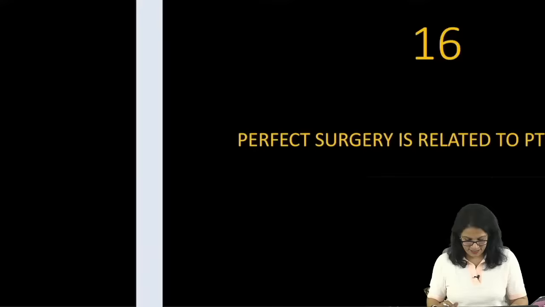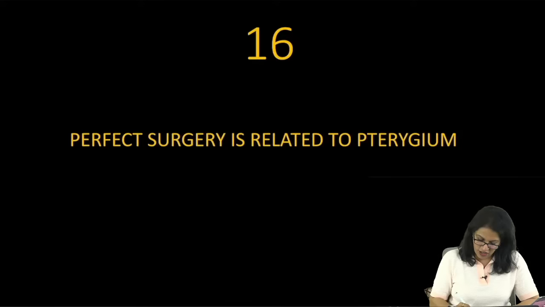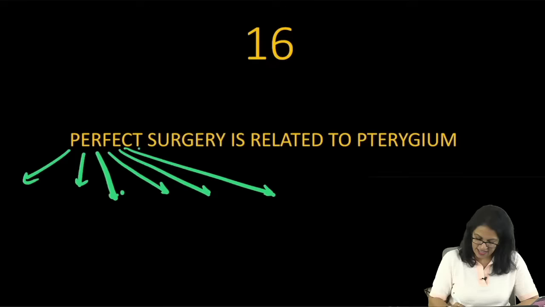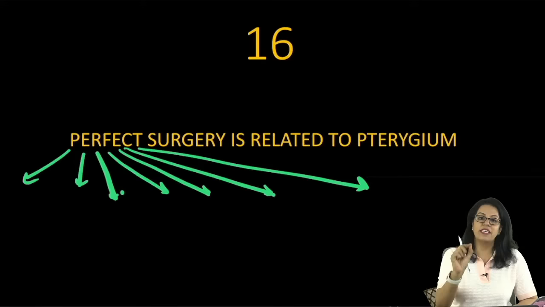PERFECT surgery is related to pterygium. This was again a very, very important question, and you should know this. Everybody knows what is PERFECT surgery. This is pterygium extended removal followed by extended conjunctival transplantation, isn't it? So we all know what are the questions around pterygium. One by one, first let us take PERFECT surgery. Which is the best method to prevent recurrence in pterygium?